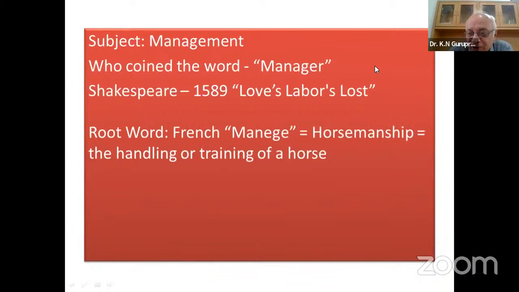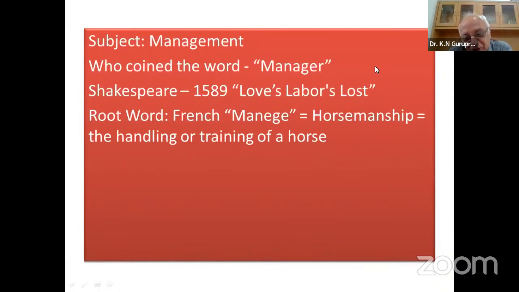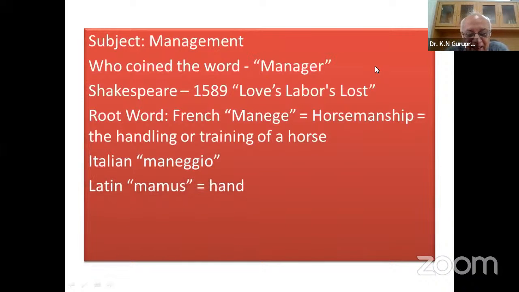Then I was curious to know what this word means. The root word for manager is the French word manage, which means horsemanship, that is the handling or training of a horse. This was the first root word for management, manager in French. There was a similar word in Italian called managio, which meant the same thing. So horsemanship. Of course, today's managers don't deal with horses, but this was the root word from which the word manager came. It had an origin from Latin, from another word called manus, which means hand. So manager means handling something, and it was first used for handling horses. So that's why it was called manage.